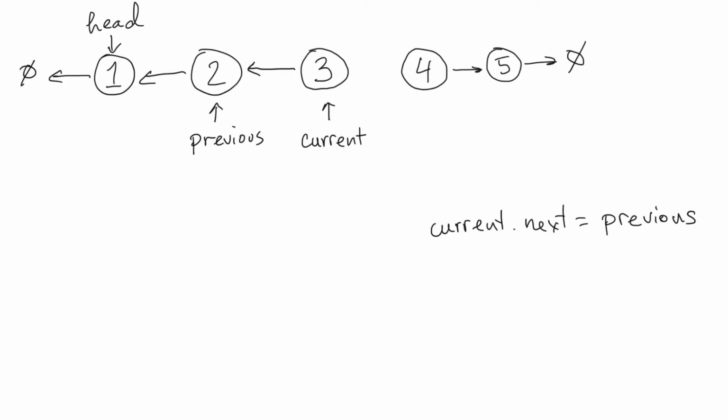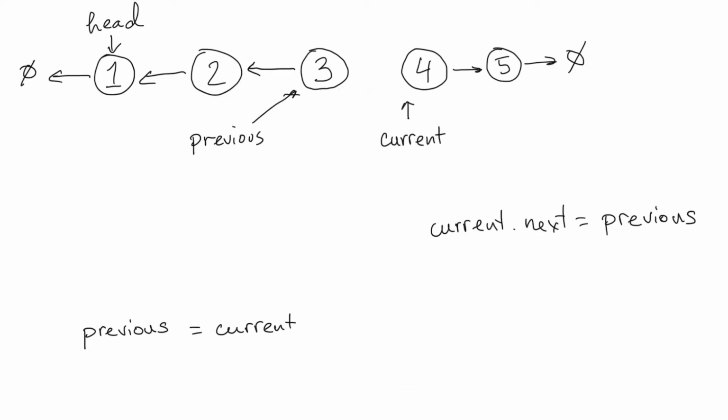Now I will consider how I can update my variables for the next iteration. So previous would need to go to the current one. So I can specify it by having the arrow from previous go to 3, while the current one needs to go to 4. However, I no longer have the link from 3 to 4, since now the link from 3 goes to 2.